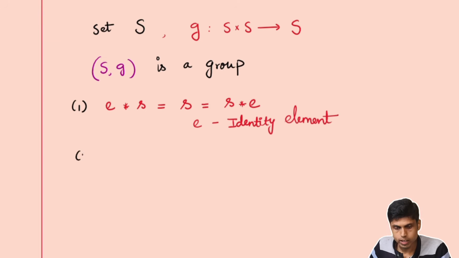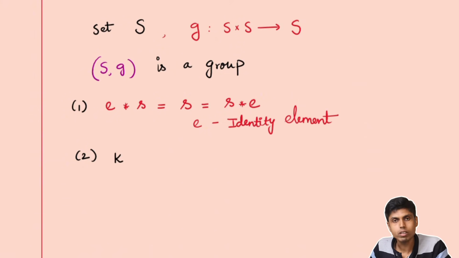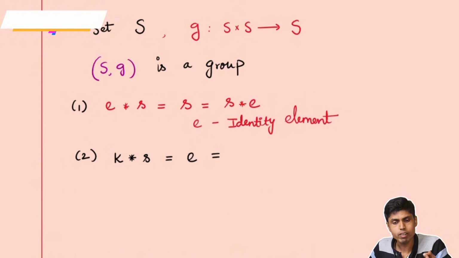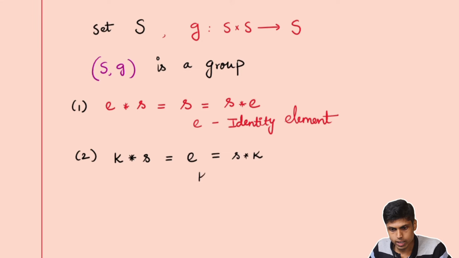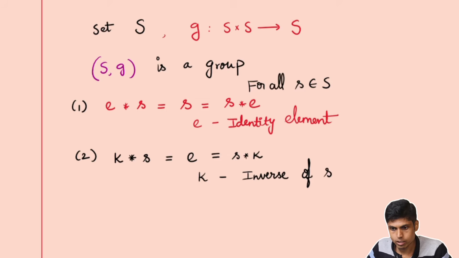Second one, inverse must exist for every element of the set S. What is the meaning of inverse? We call an element K the inverse of S if K star S equals the identity element. So first you have to identify the identity element. Later you have to prove the existence of an inverse of every element S in capital S, such that K when operated with S gives you the identity, which is also S star K. So here we call K the inverse of small s. Both these conditions must be true for all S in capital S.